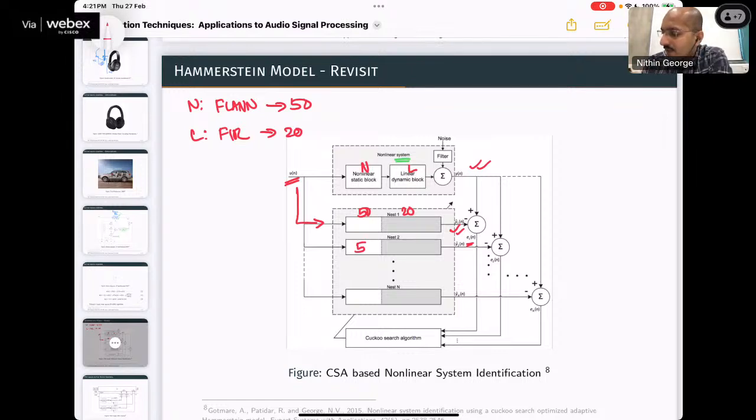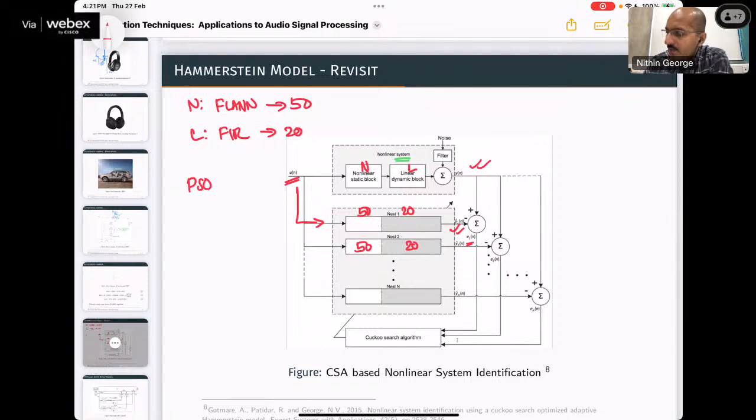Similarly, I could have another 50 random values for the nonlinear part and another 20 random values for the linear part, another 70-value vector. So I can have N such possible models, or possible vectors which can go into the model. For example, if I am doing a PSO, this will be particle 1, this will be particle 2, and so on up to particle N. Each particle will correspond to one fitness value, and I have N such fitness values.